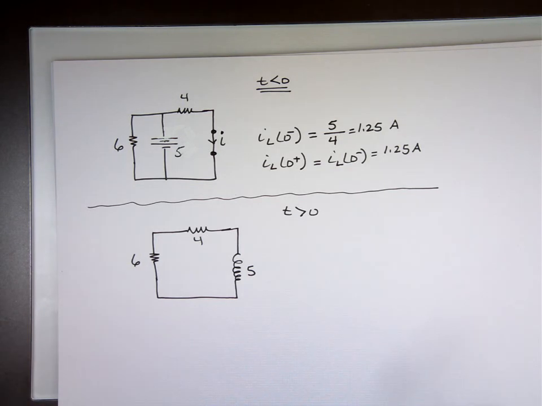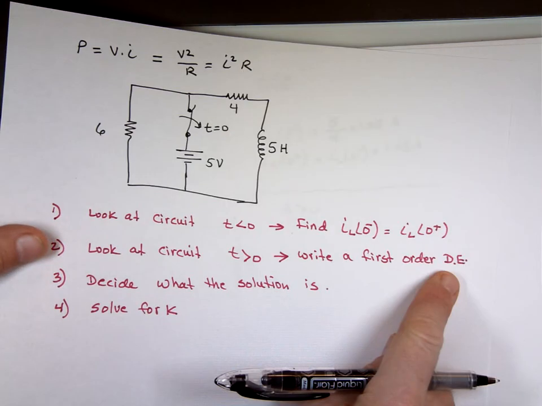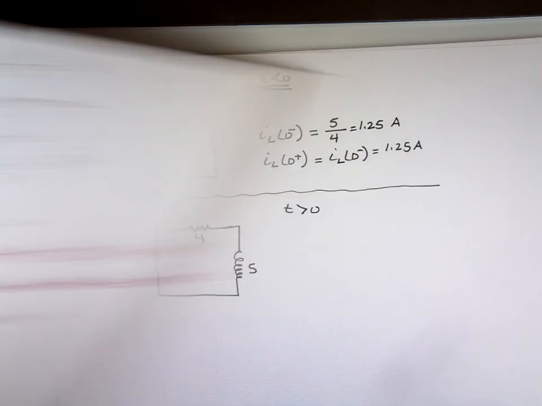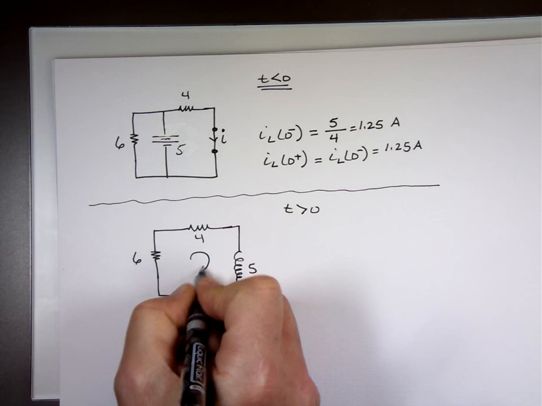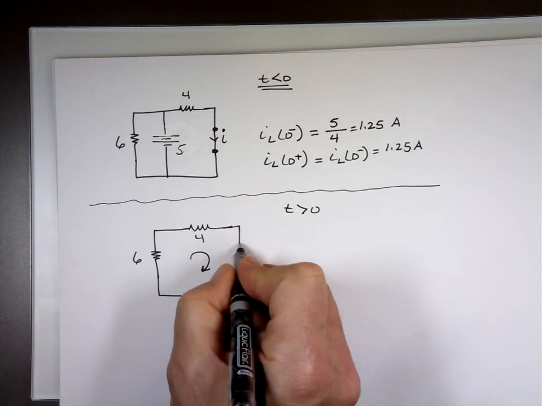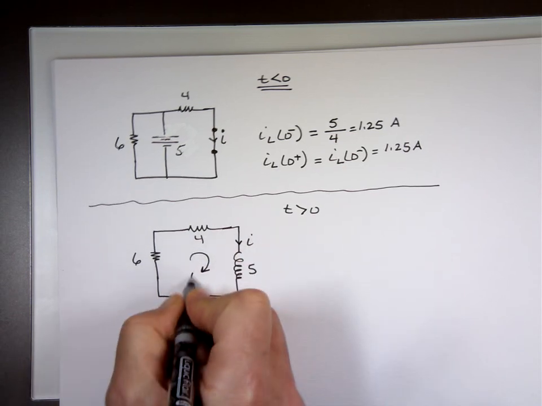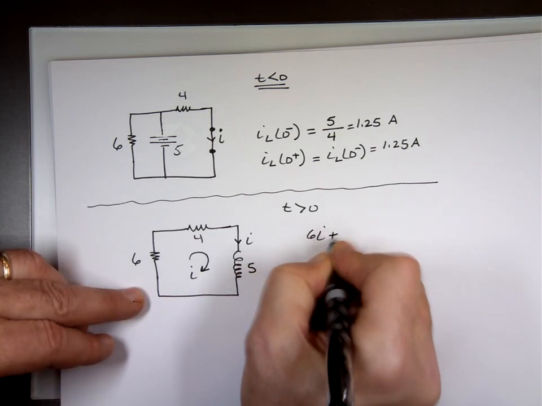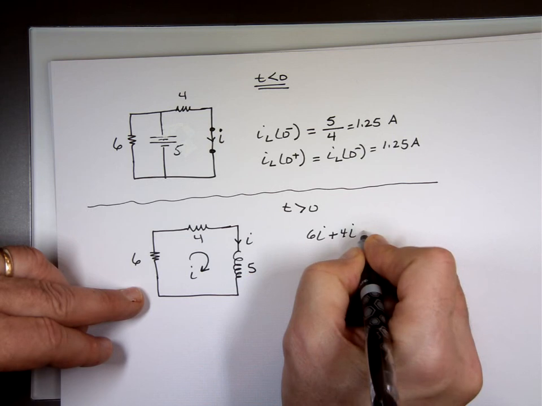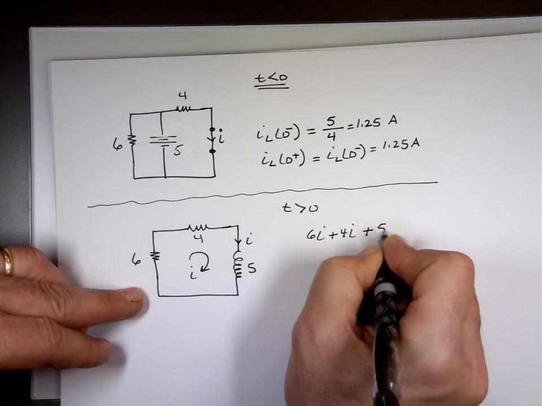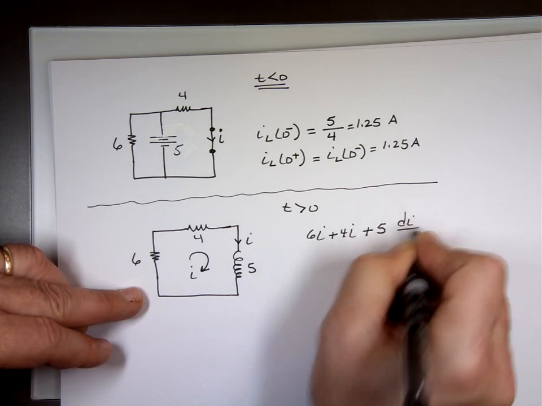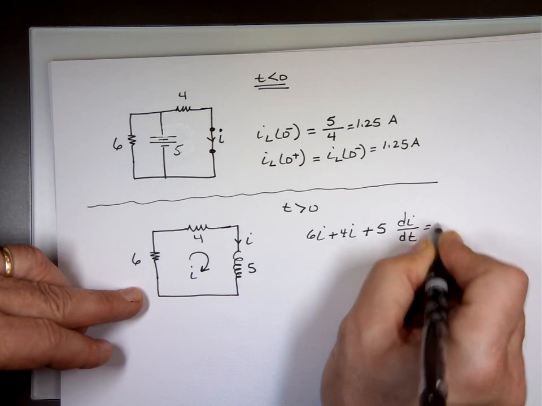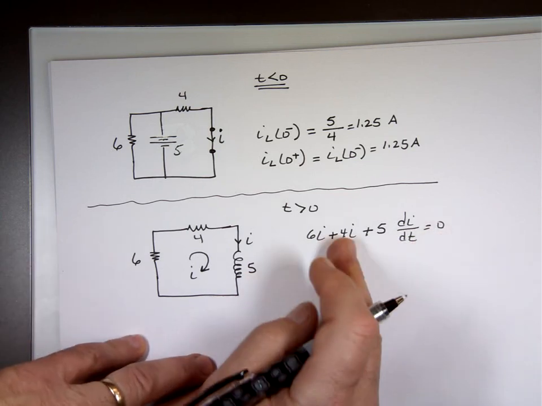And now write the first order differential equation. Well, let's do that. Let's assign the current here in the same direction. That's I here. So 6I plus 4I plus L, which is 5 di/dt, is equal to 0. If you add these two, that's 10 divided by 5, that's 2.